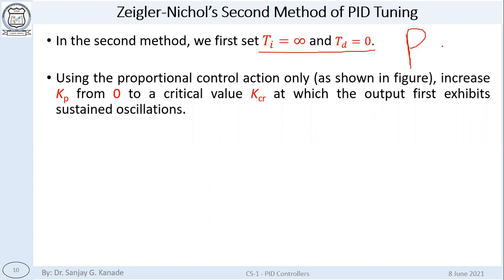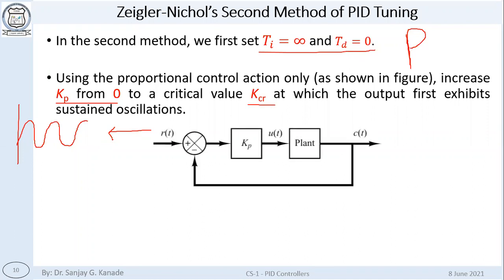first exhibits sustained oscillations. Sustained oscillations means what? We have seen this, that the output is just a sinusoidal output for a step input. So the Kp at which the output becomes sinusoidal or has sustained oscillations, the gain Kcr is called the critical gain of the system, right?